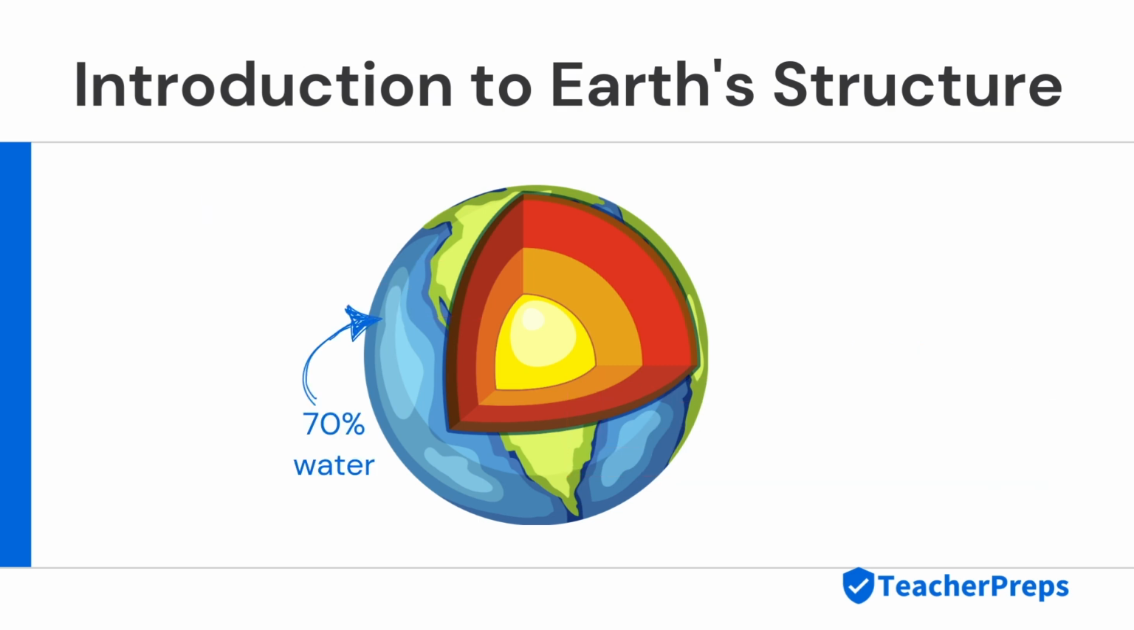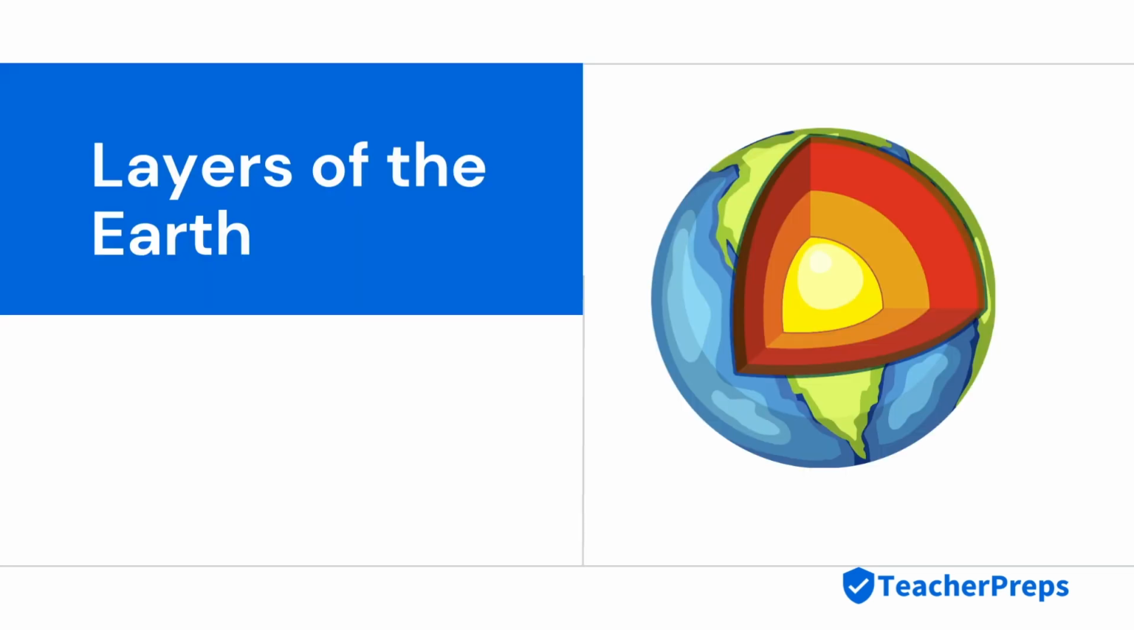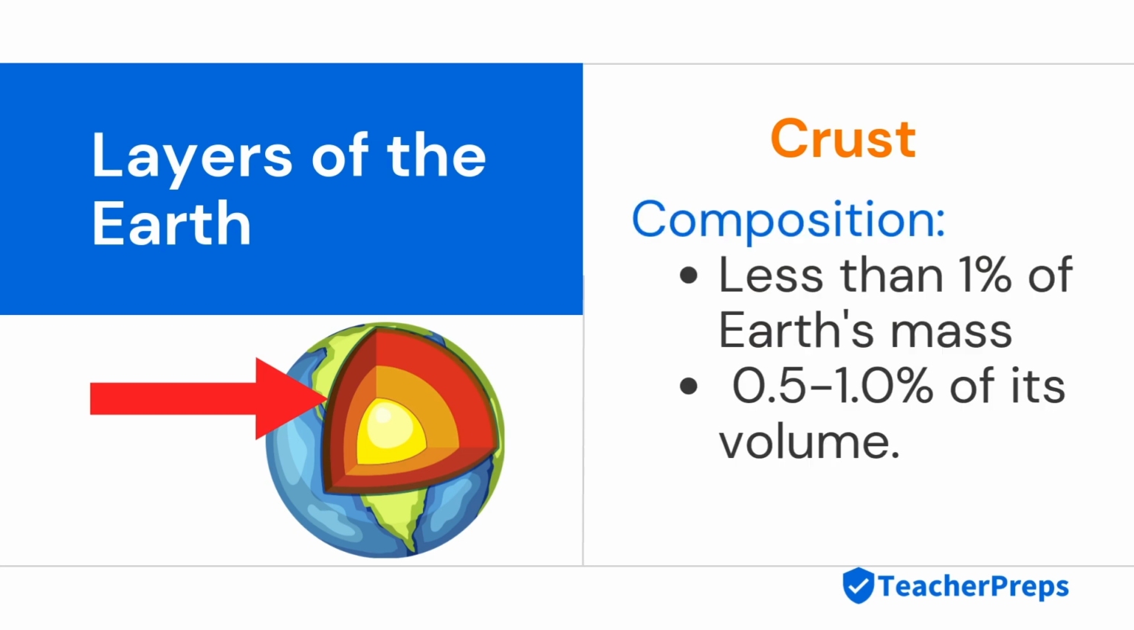The Earth's surface is full of diverse landforms and has about 70% of its surface covered by water, earning it the nickname the blue planet. Now let's discuss the layers of the Earth, starting with the crust, which is the outermost layer, forming less than 1% of Earth's mass and about 0.5 to 1% of its volume.